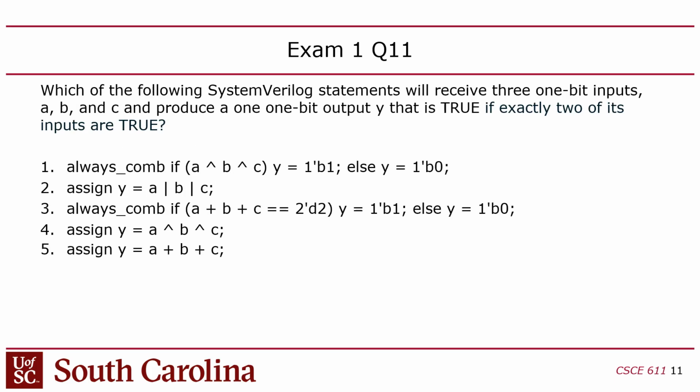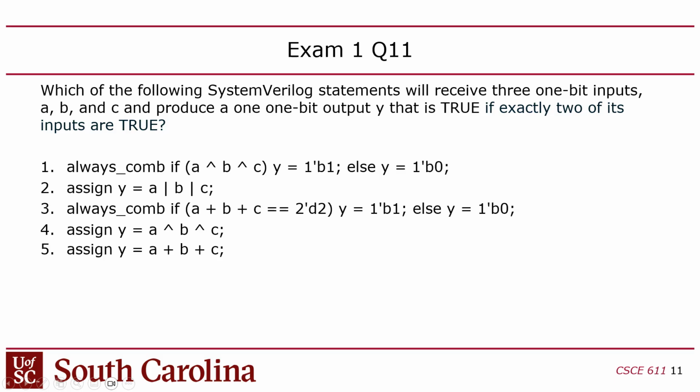Okay, which of the following SystemVerilog statements will receive 3 1-bit inputs, A, B, and C, and produce a 1-bit output Y that is true if exactly 2 of its inputs are true? Okay, so number 1 is basically doing a parity calculation. A XOR B XOR C is true when an odd number are set, but that's odd, that's not exactly 2, so that can't be the case, right? That wouldn't work.